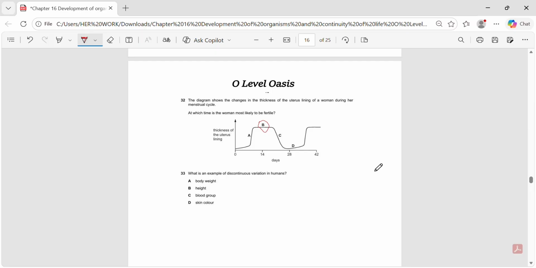So, in summary, fertility is low in phase D, increases in phase A, reaches its highest point in phase B during ovulation, and then decreases again in phase C. Therefore, the correct answer is B.